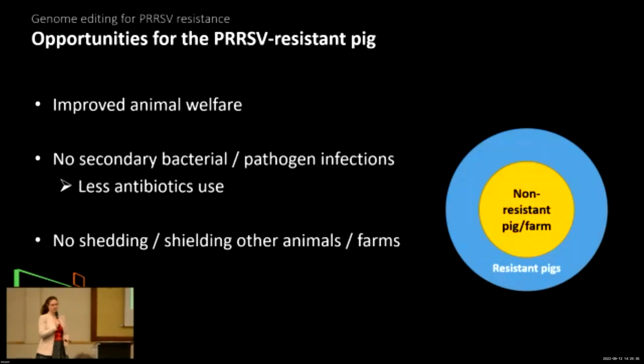What are the opportunities for this pig? Well, improved animal welfare and improved production. We don't have secondary bacterial infections anymore. We use less antibiotics. But it's also an interesting concept to deal with this in a mixed population where we have wild type animals and animals that work like a natural ring vaccination, where you can actually start with phasing out PRRS infections by improving a biosecurity ring with resistant animals.